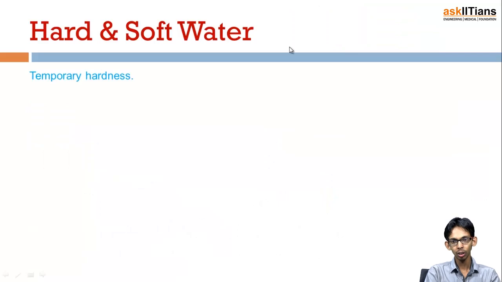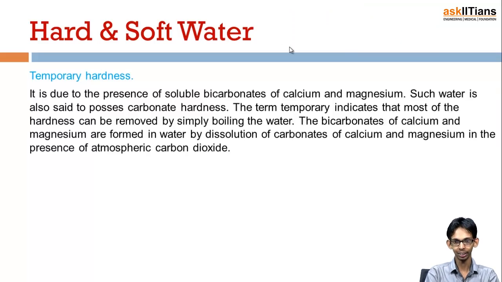Now hardness is basically of two types, temporary hardness and permanent hardness. Actually, temporary hardness is due to the presence of soluble bicarbonates of calcium and magnesium. We have told you that there are two types of salt, bicarbonates and chlorides. So if bicarbonate is present, it is known as temporary hardness, and if chlorides are present, it is known as permanent hardness. So temporary hardness is due to presence of soluble bicarbonates of calcium and magnesium, and such water is also said to possess carbonate hardness.